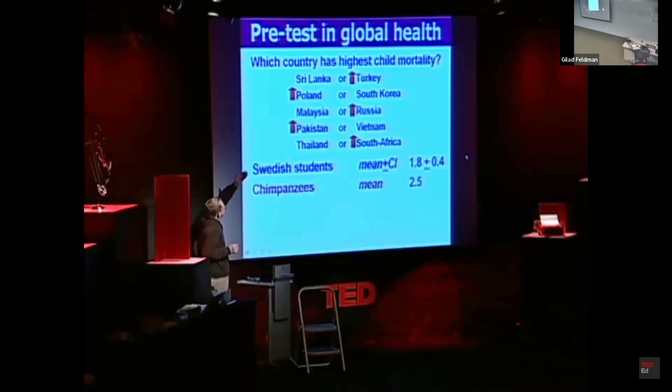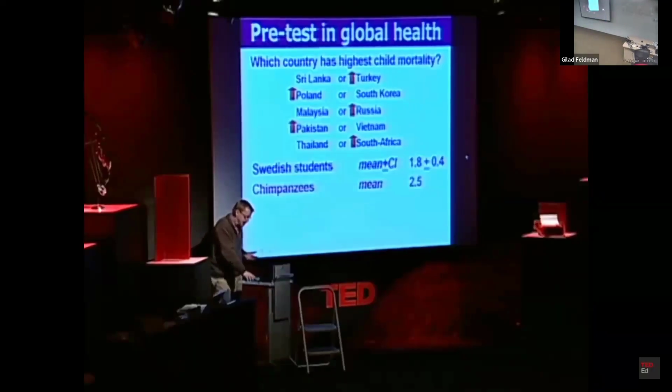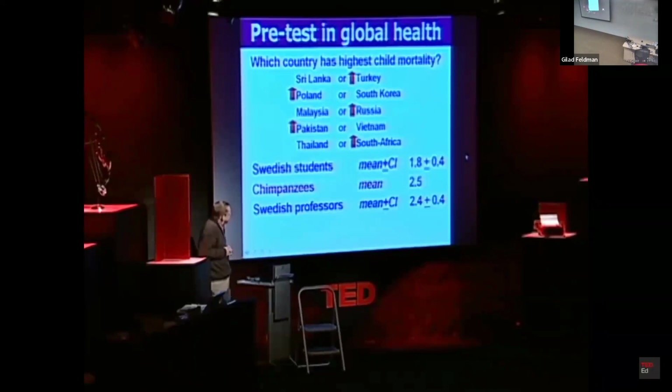Because the chimpanzee would score half right. If I gave them two bananas with Sri Lanka and Turkey, they would be right half of the cases. But the students are not there. The problem for me was not ignorance, it was preconceived ideas. I also did an unethical study of the professors of the Karolinska Institute that hands out the Nobel Prize in medicine, and they are on par with the chimpanzee there.